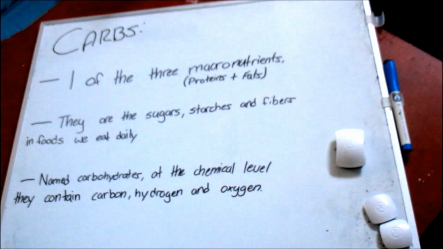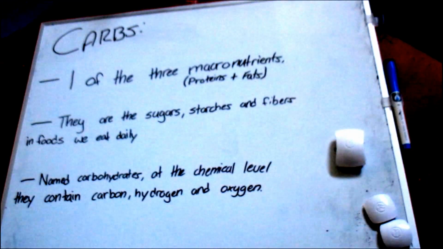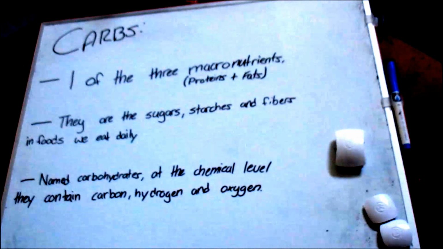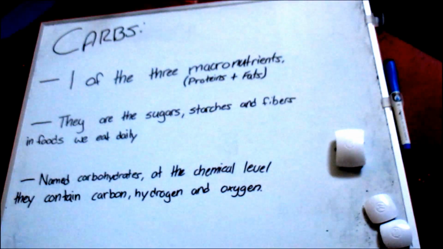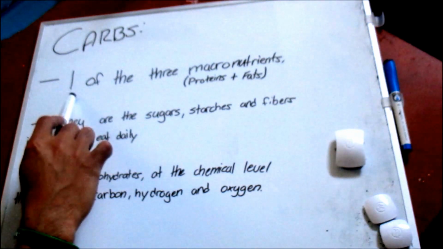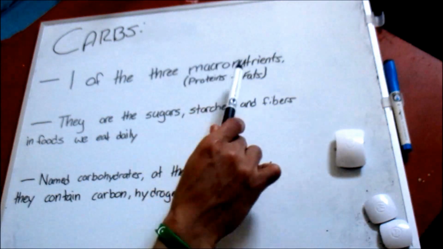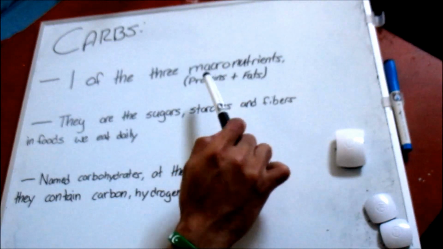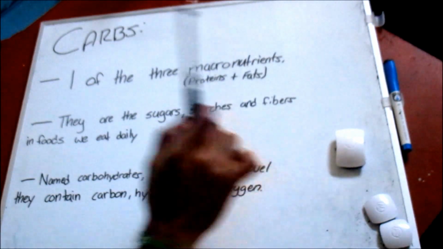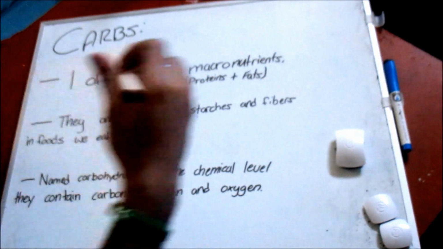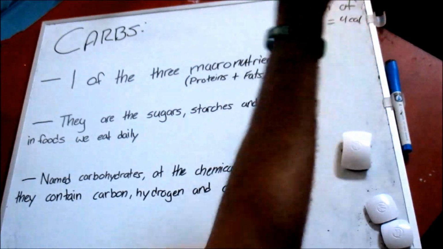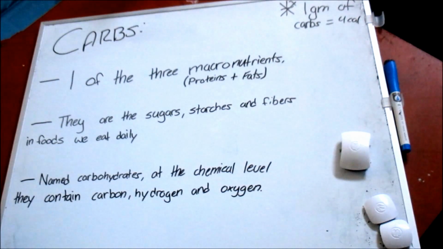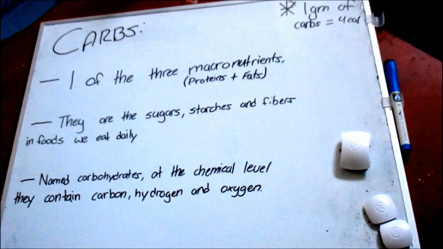Before we get into everything about carbs, I thought I'd give you guys 3 quick facts to get you more familiar with carbs. Carbs are one out of the 3 main macronutrients that we have, the other 2 being proteins and fats. And fun fact, 1 gram of carbs equals 4 calories.